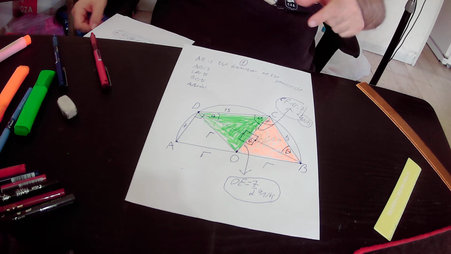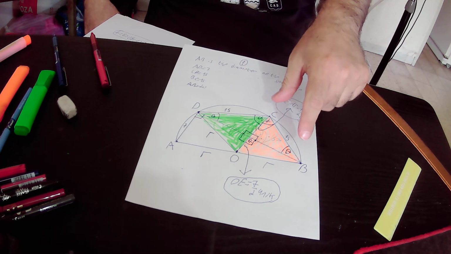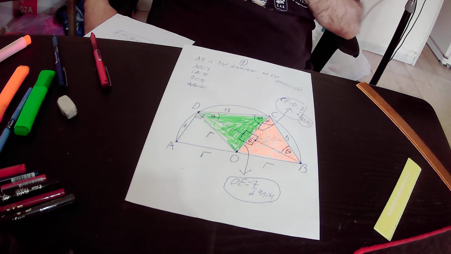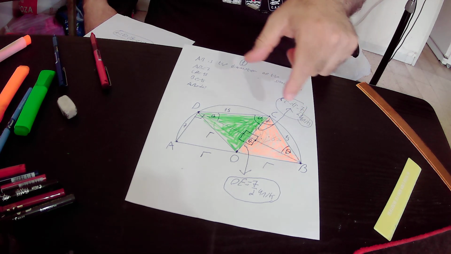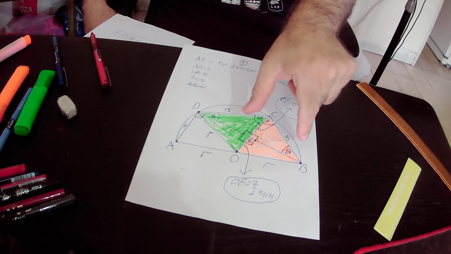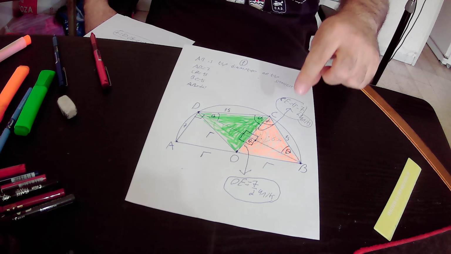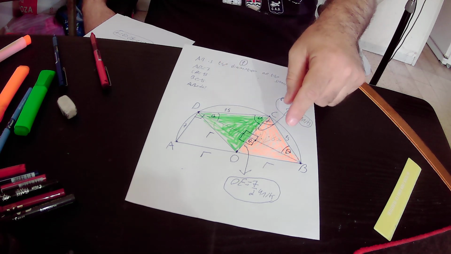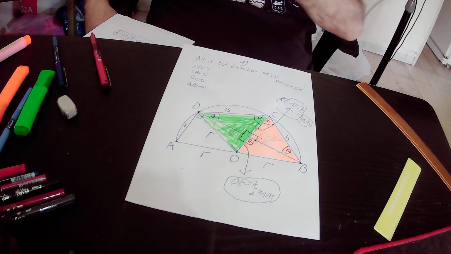We know that DC equals CB equals 15 units. It is given to us in the question. And also we know that OD equals OB equals R. Both those two sides are the radii of this semicircle, therefore they are equal to each other.